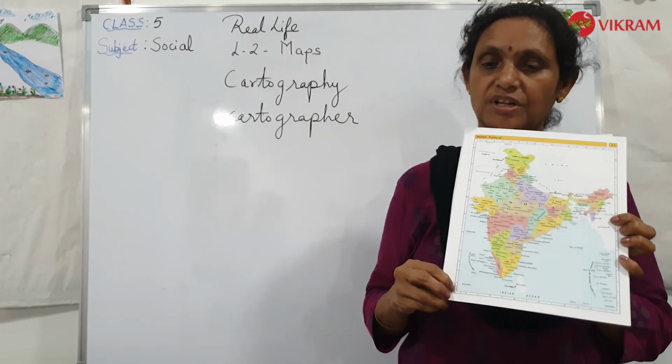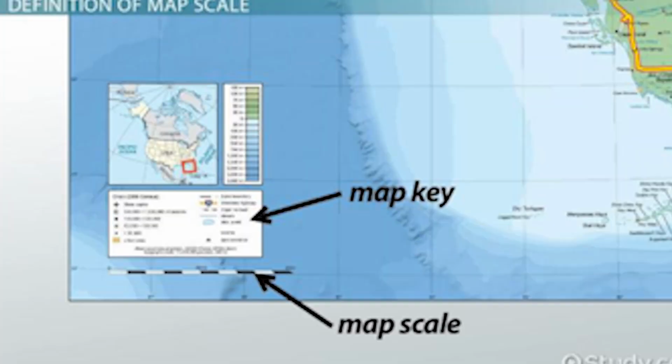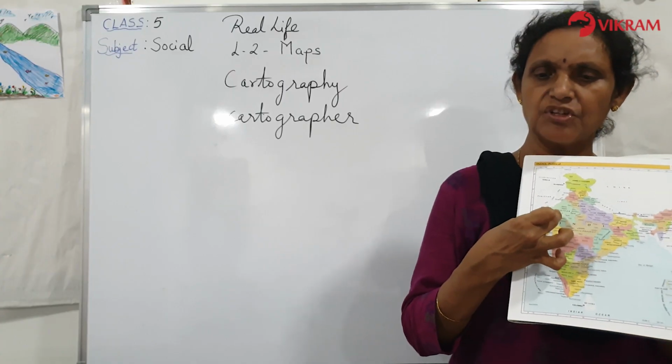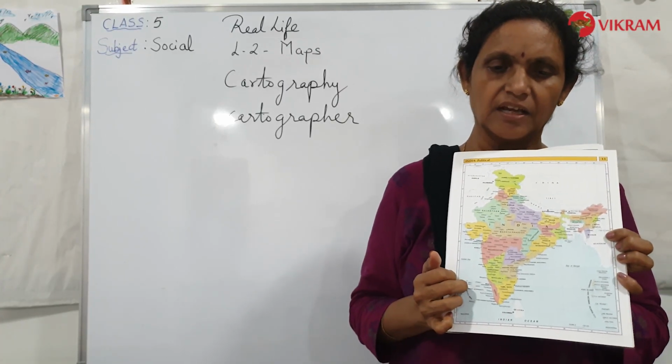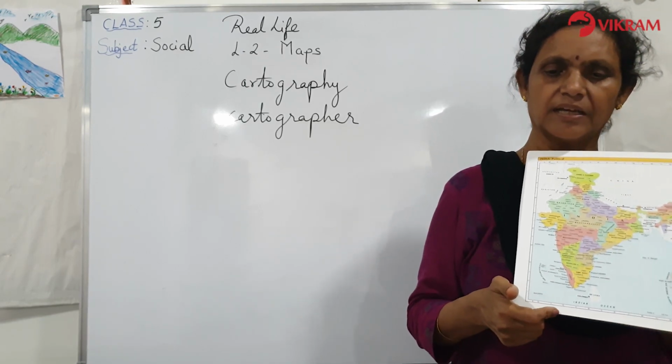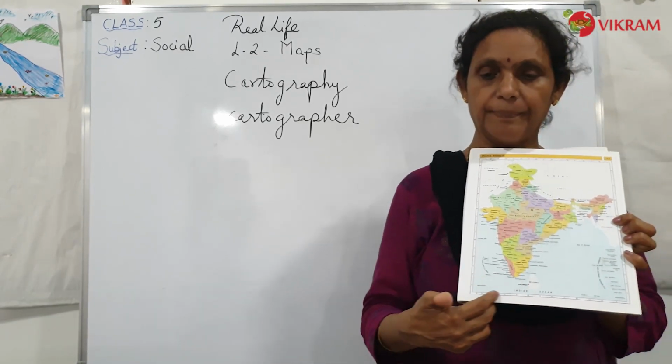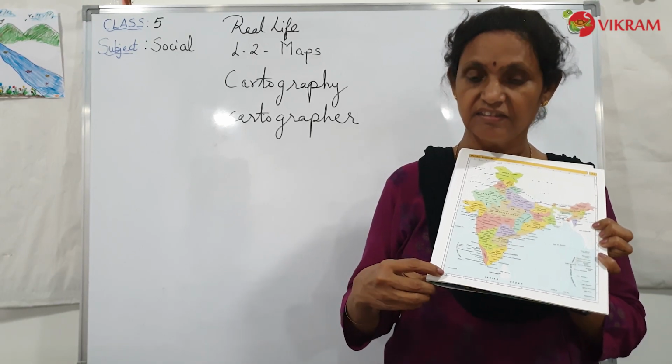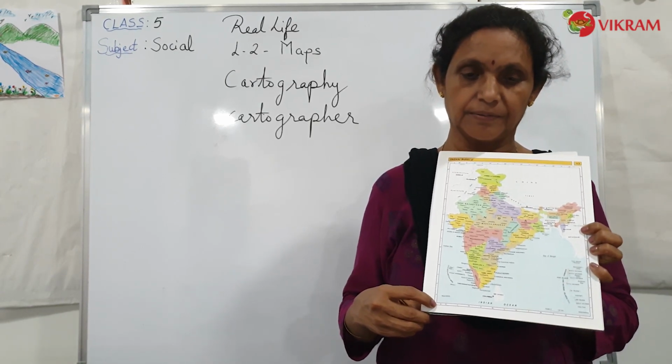A map without a scale is useless. If the scale mentions that 1 centimeter is equal to 100 kilometers, the distance between places on the map has to be measured accordingly to that scale. Observe the following example of the map of 1 centimeter is equal to 100 kilometers.